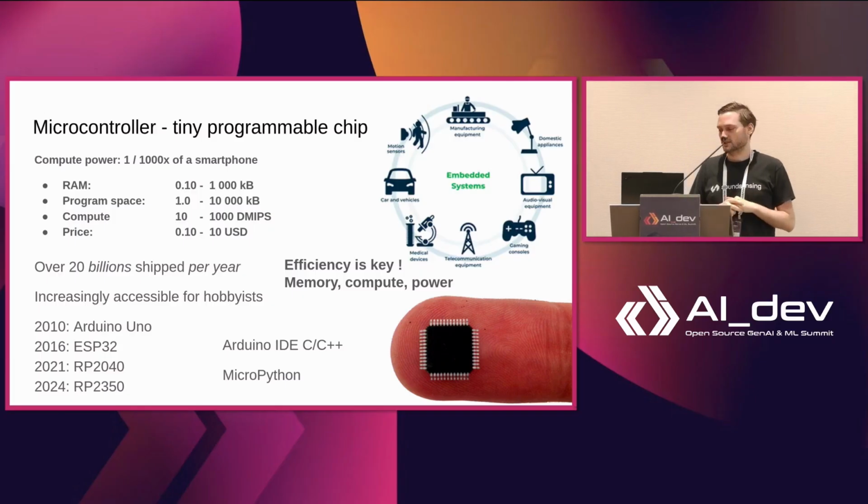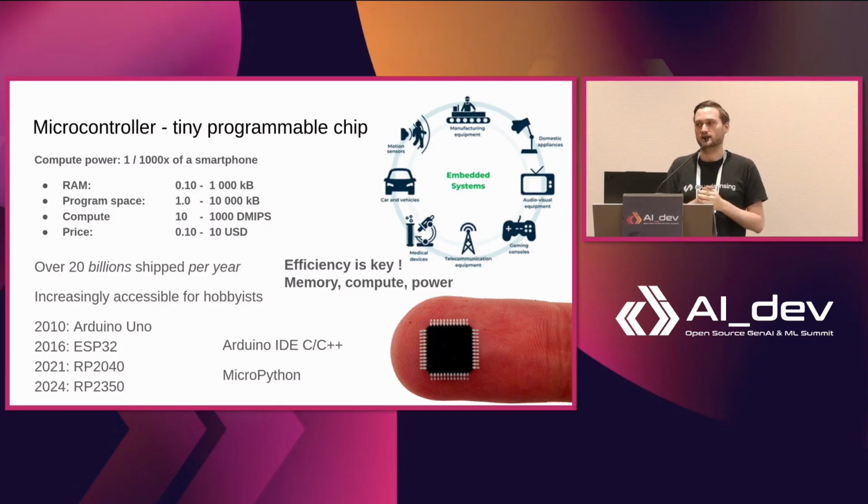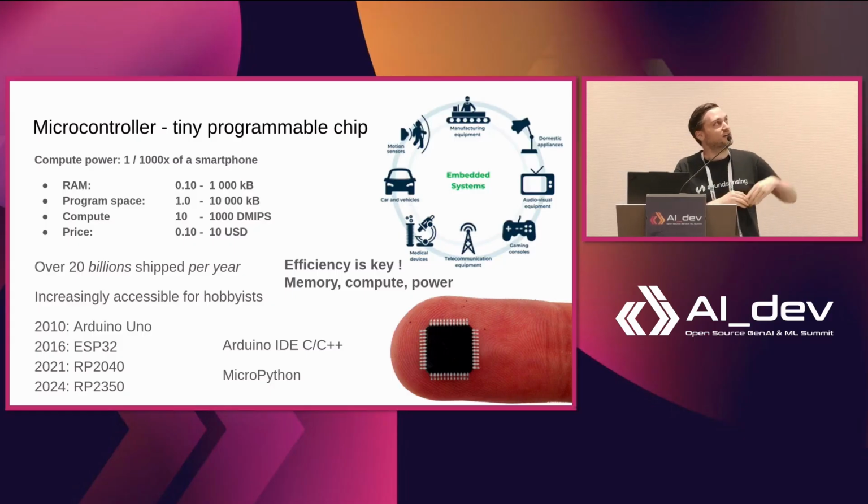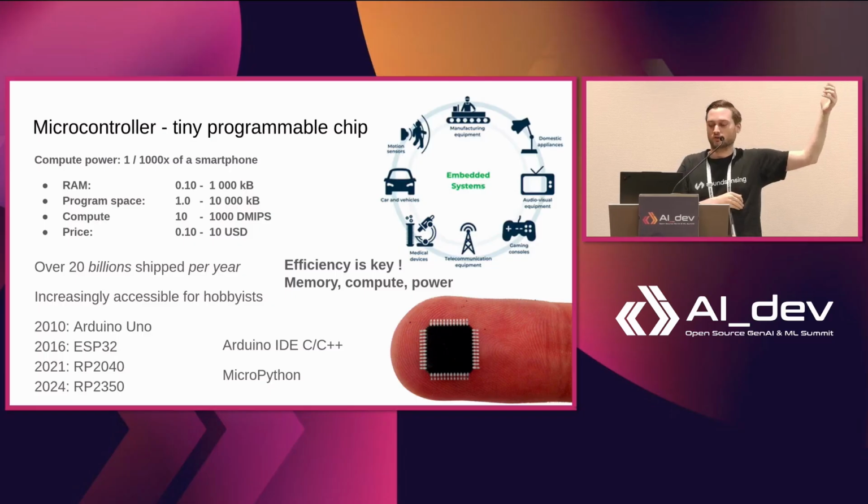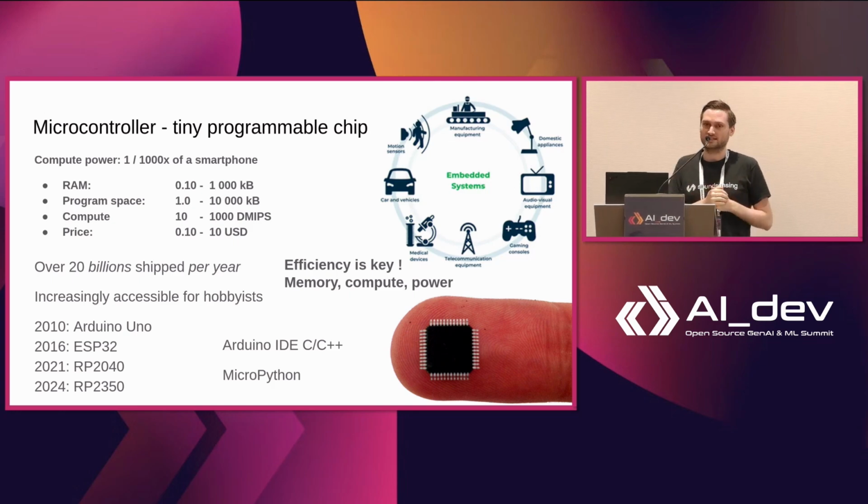So what are microcontrollers? That's where we will deploy our software. They are tiny programmable chips. And this spans a huge range of processing power, but all of it in a quite small domain. So you might have up to 1 megabyte of RAM, 10 megabyte of program storage, and prices might be from 10 cents to $10 for the chip. And you can build complete sensor units, including battery power, wireless connectivity, whatever you need, for under $10.